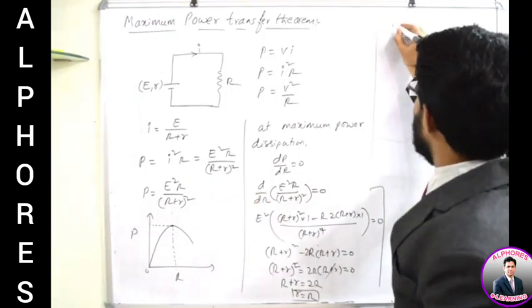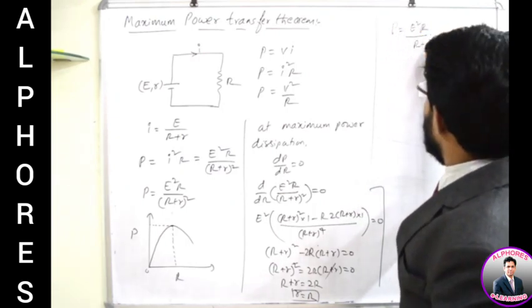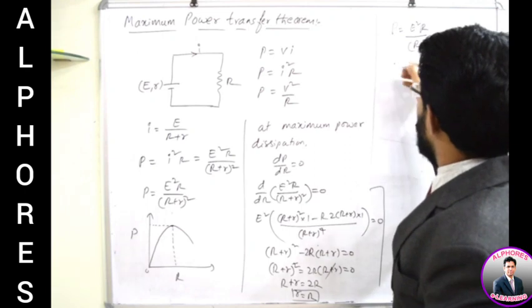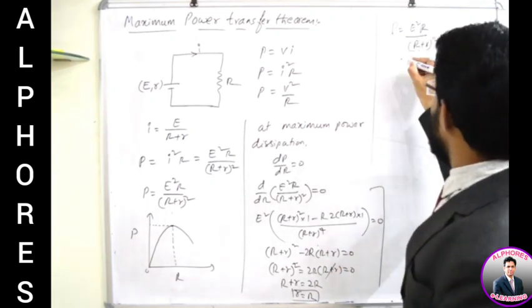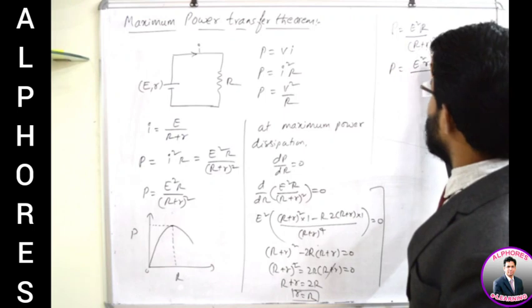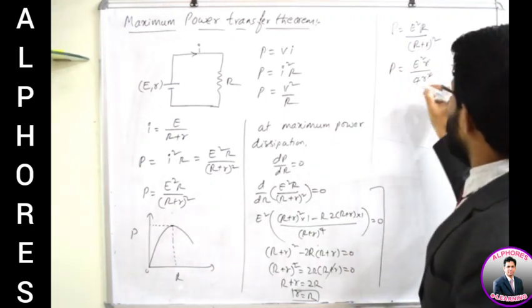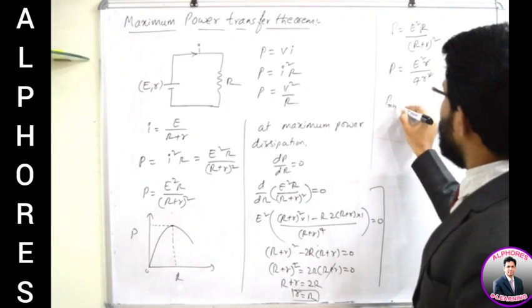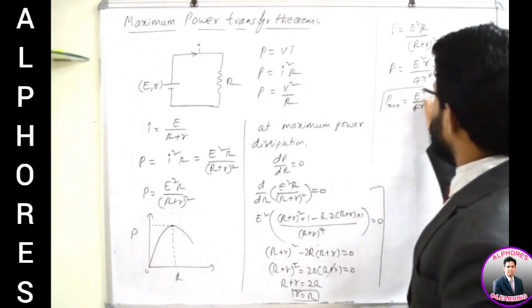What is the power equation? P is equal to E square R by (R plus r) whole square. Now I am going to replace capital R with a small r. If capital R is replaced with a small r, what you will get? E square small r, and here I am going to replace with small r plus r, 2r whole square is 4r square. r gets cancelled, therefore P maximum is equal to E square by 4r.